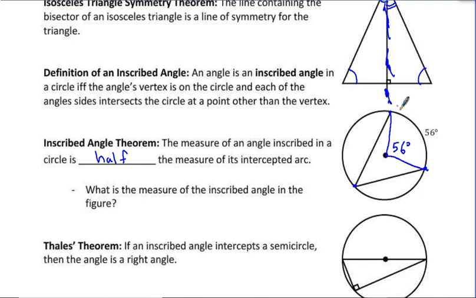So if this arc is 56 degrees, what is the measure of the inscribed angle? Go ahead and pause the video and try this question, and push play once you think you have the answer to see how you did. 56 degrees divided by 2 is 28 degrees. That would be the measure of this inscribed angle.